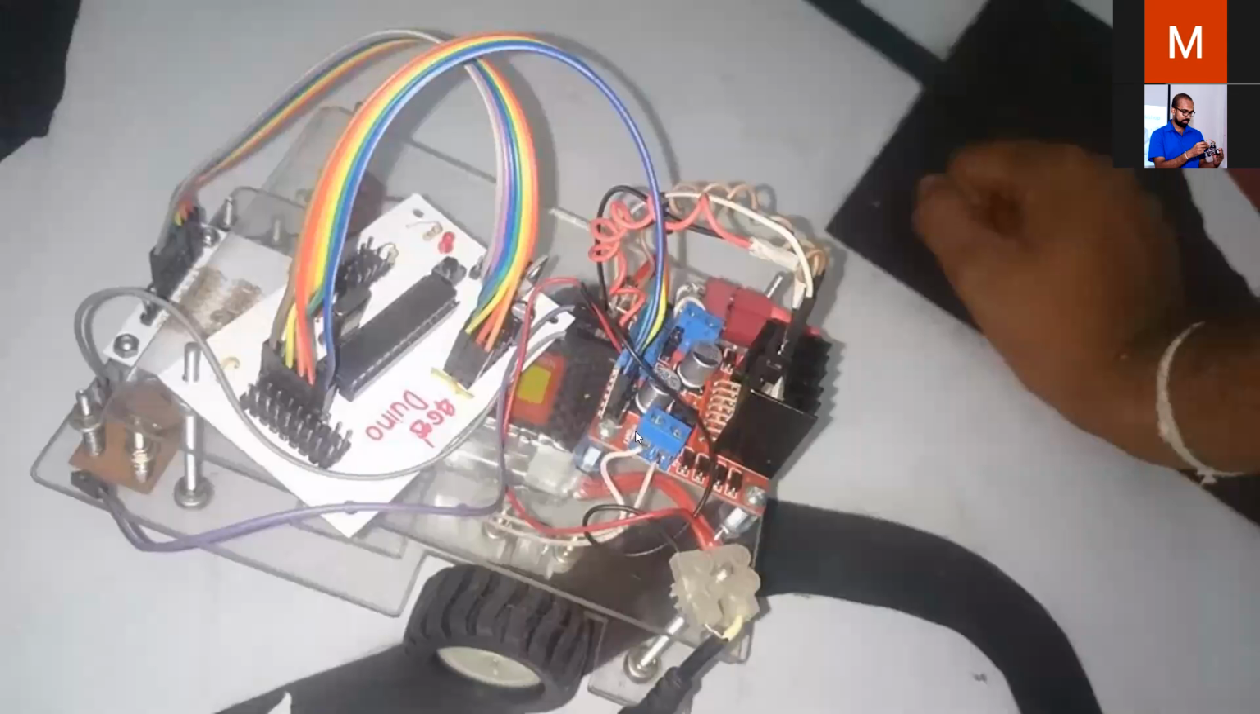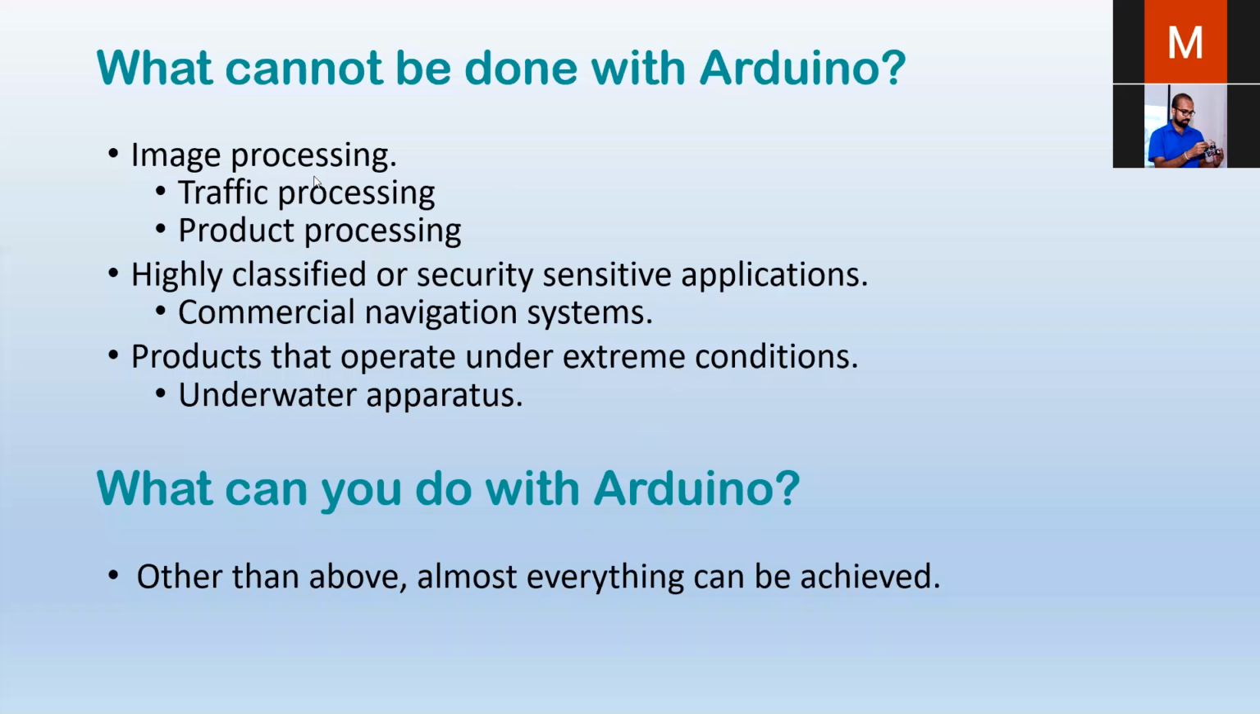So these are the things you cannot do with the Arduino. Image processing you cannot do. This cannot handle that much processing power. But there are some instances where you can take an image and maybe grayscale it or do a little bit of processing. But that is really something you should not try because it is unnecessary, complicated, and really useless, right? Image processing is used in factories and large scale applications, and highly classified security or sensitive applications like navigation systems or military applications you should not do with the Arduino board itself because that is not acceptable.